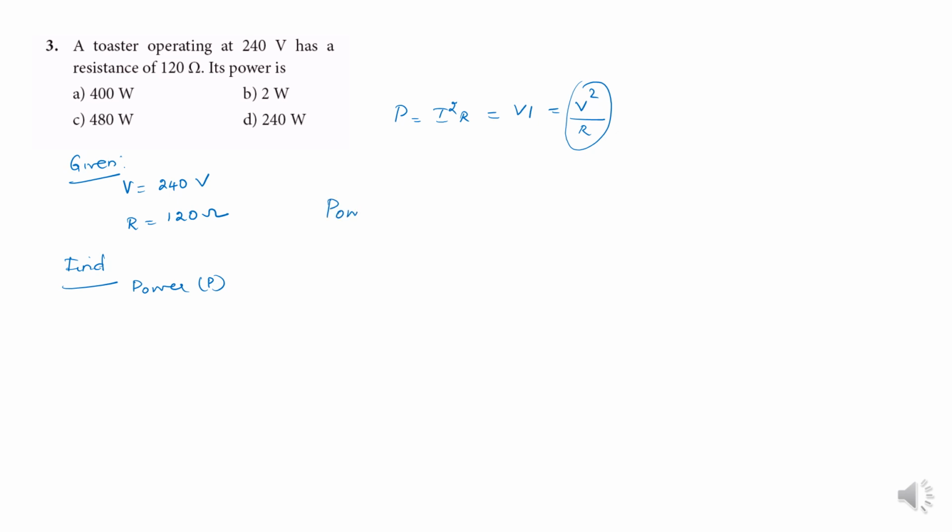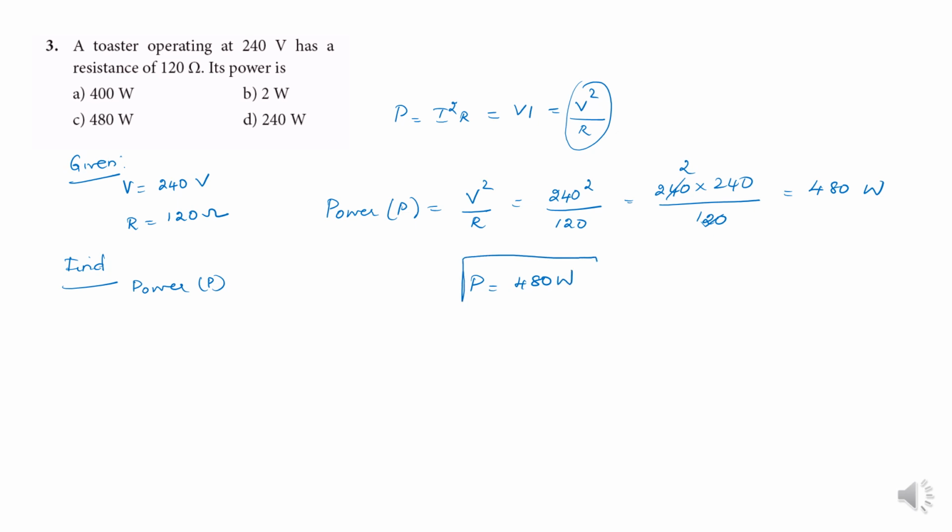So power P is equal to V square by R. What is V square? 240 square by R, which is 120. I can write this as 240 into 240 by 120, which is 2 times 240, which is 480 watts. So the power of the toaster is 480 watts. You understand? Option C.